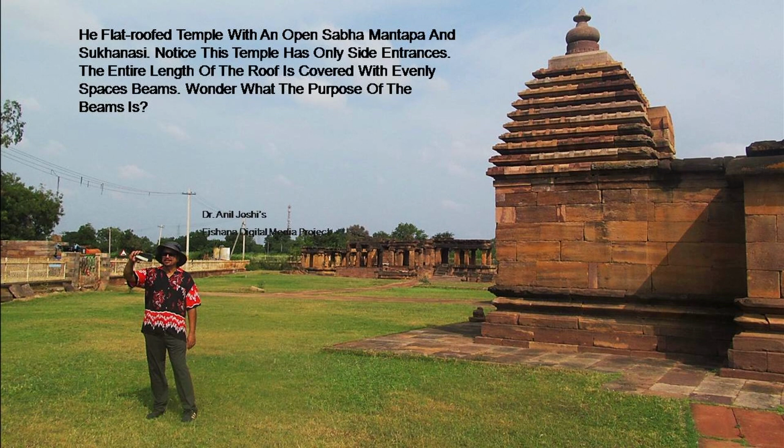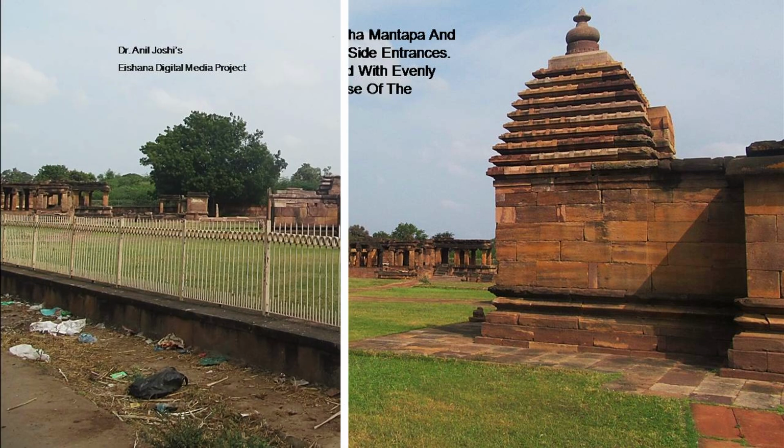So different shrines and temples we are seeing. We are taking a round all around the temple. Now the flat roof temple with an open Sabha Mandapa and Sukhasana. Notice the temple has only side entrances. The entire length of the roof is covered with evenly spaced beams. Wonder what the purpose of these beams is? Now there are two reasons for that. One is structural reinforcement, correct, but more than that, the water should not leak through. So it works both ways.